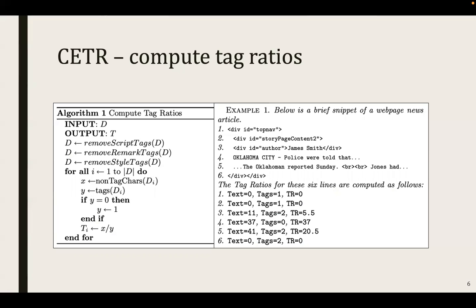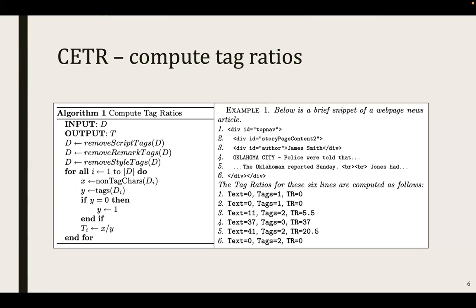The first step is simply computing the tag ratio for each line in the HTML document. The algorithm is shown here on the left. The input would be the document and the output will be a histogram made by putting all the tag ratios together. The script, remark, and style tags shown here are removed because the text in those tags can skew the result.